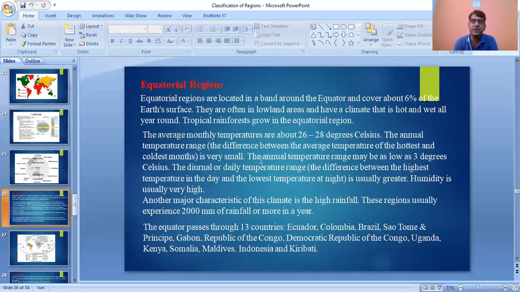So the average temperature is almost always hot. The annual temperature range may be as low as 3 degrees Celsius.